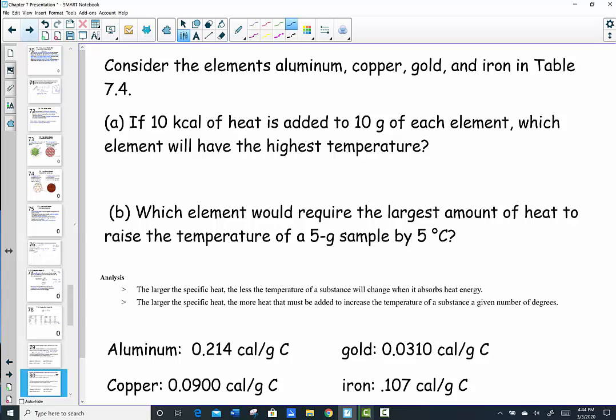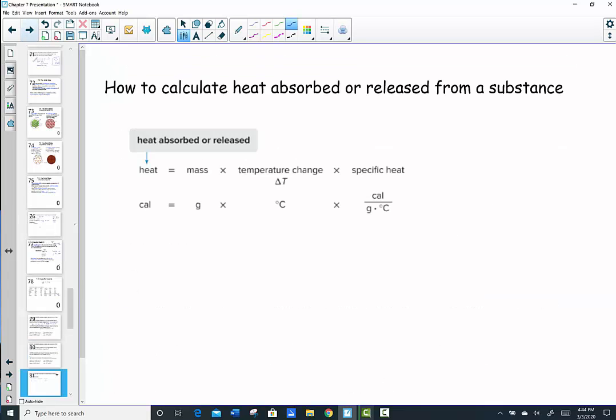The larger the specific heat, the less the temperature of a substance will change when it absorbs energy. The larger the specific heat, the more heat that must be added to increase the temperature of the substance. And that's what we just wrote on that previous slide. Well, let's introduce a formula for how to calculate specific heat.